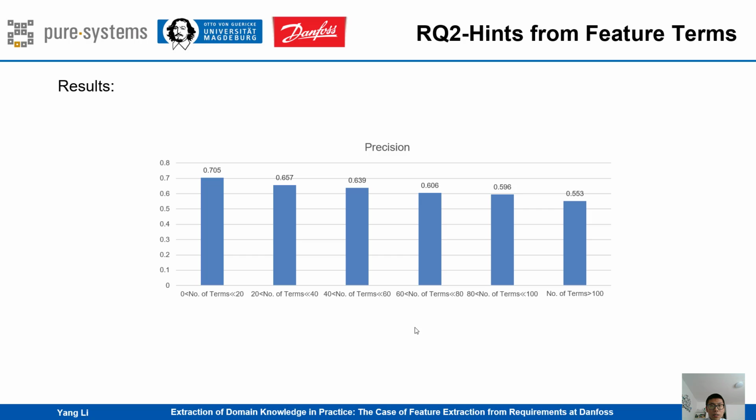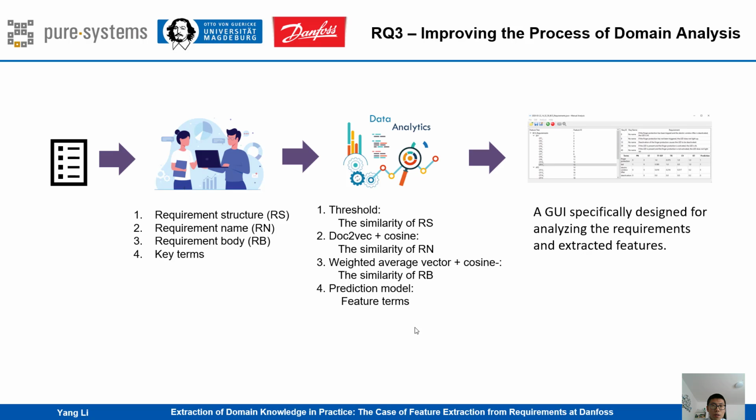So even in cases where high accuracy is not achieved, the relatively accurate feature terms are still useful for analyzing the intention of features. The extracted information can be seen as a good starting point for generating a feature tree or feature model to improve the process of domain analysis.